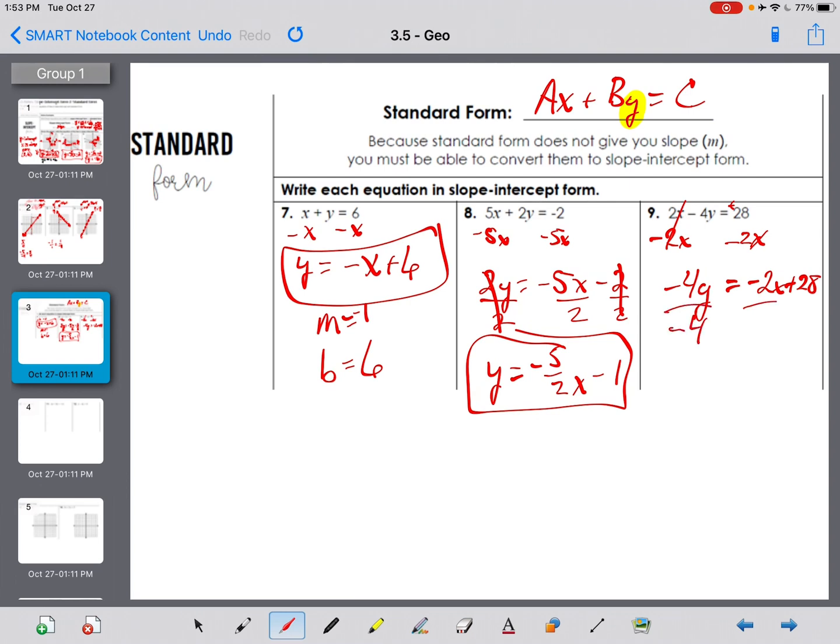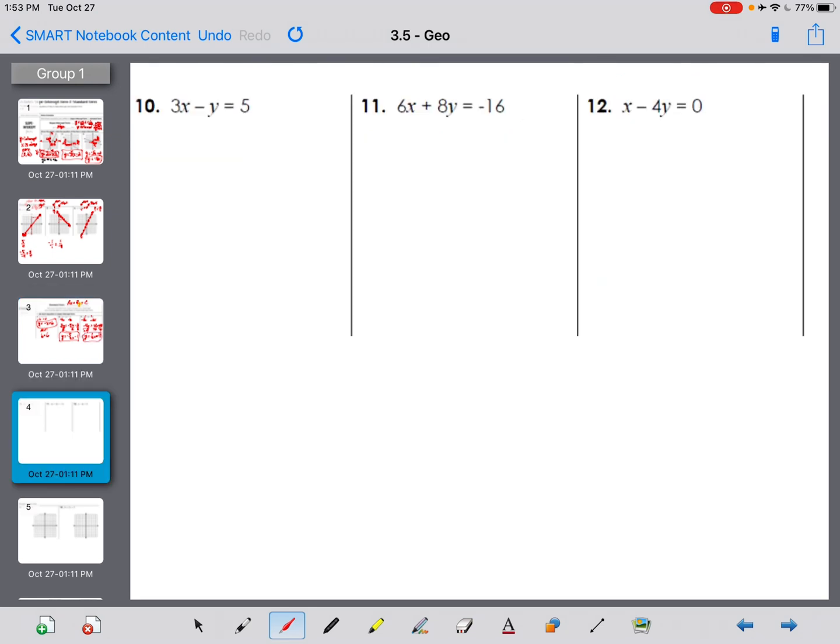And I want the x in front, so it's like y equals mx plus b. Now I'm going to divide by negative 4. Y equals negative and negative makes positive. 2 divided by 4 is 1/2 x. And that's going to be a minus, and 28 divided by 4 is 7. Okay.